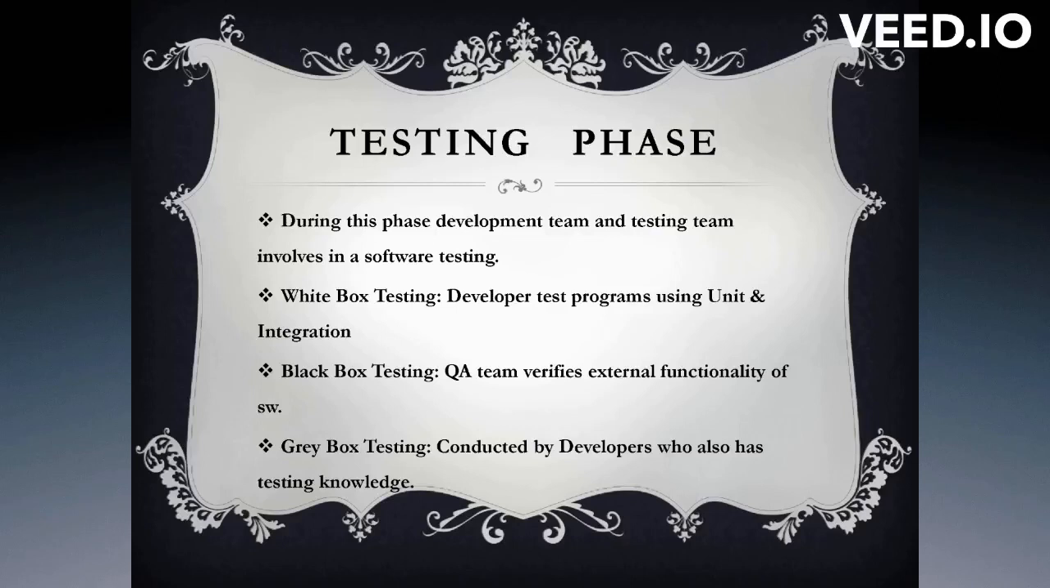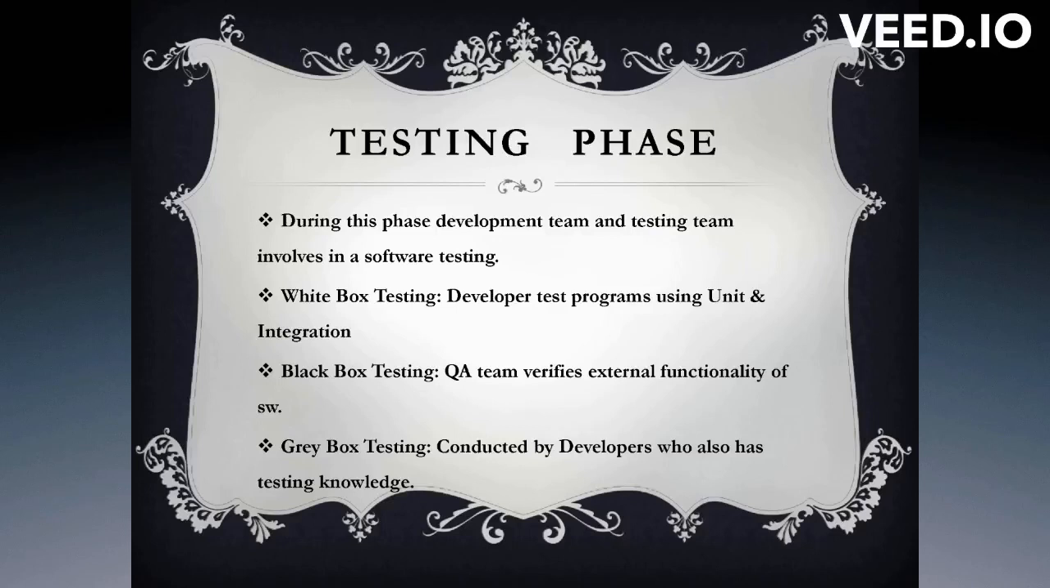And black box testing, what is this black box testing? It is done by the QA team, the quality analyst team, the testing team. It verifies the external functionality of the software, how it is working and so on. This will be tested in black box testing. Gray box testing is done by developers who also have testing knowledge. So this is the testing phase.